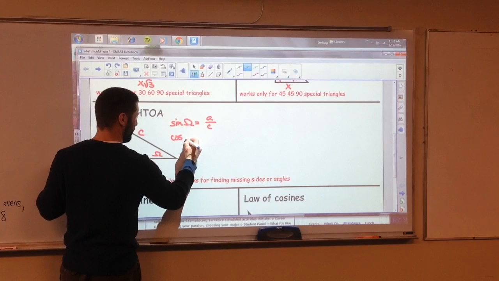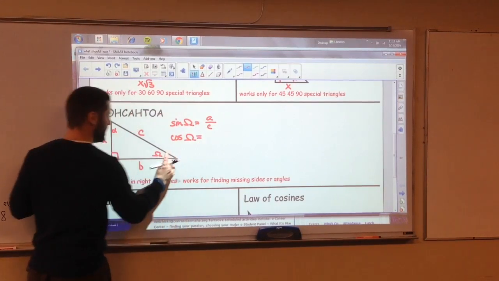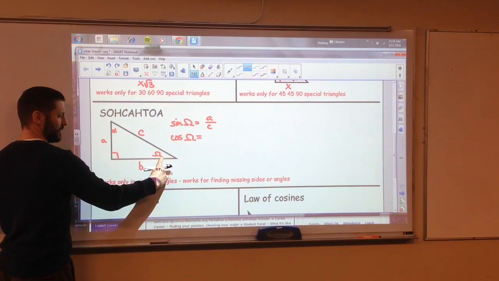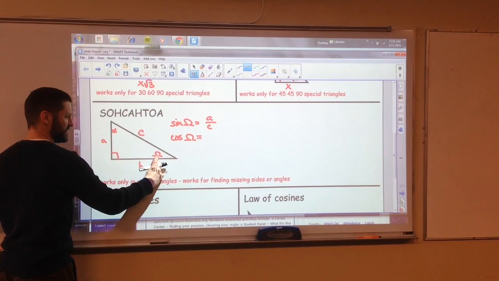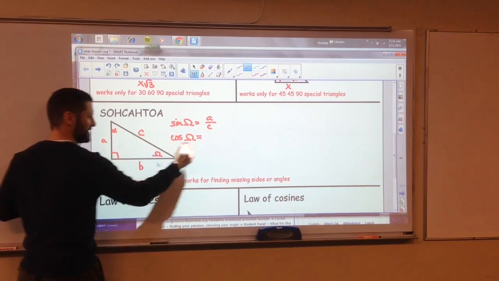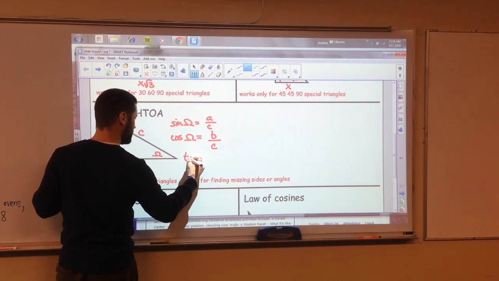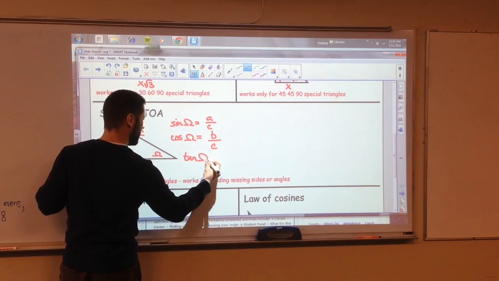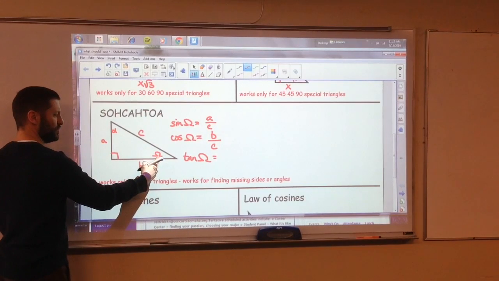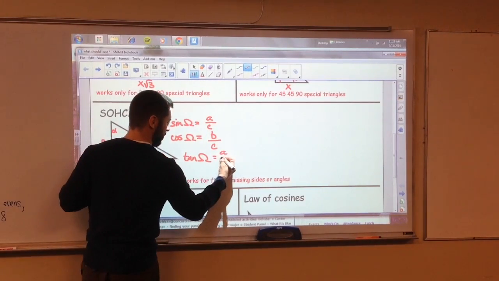Cosine omega equals adjacent over hypotenuse, B over C. And then the tangent of omega is equal to A over B, opposite over adjacent, A over B.